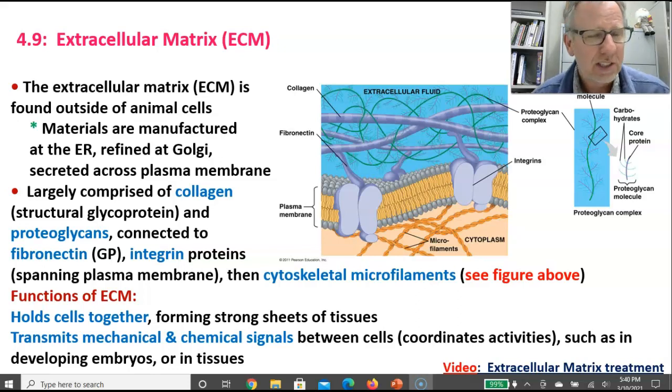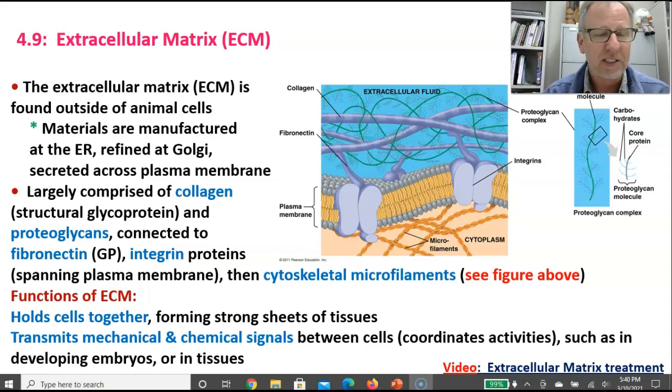What is the extracellular matrix used for? Well, it holds cells together, forming strong sheets of tissue. So, for example, your muscle cells are held together into very strong sheets of tissue with the extracellular matrix.